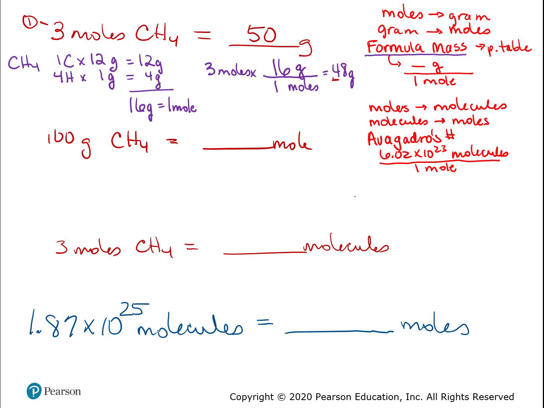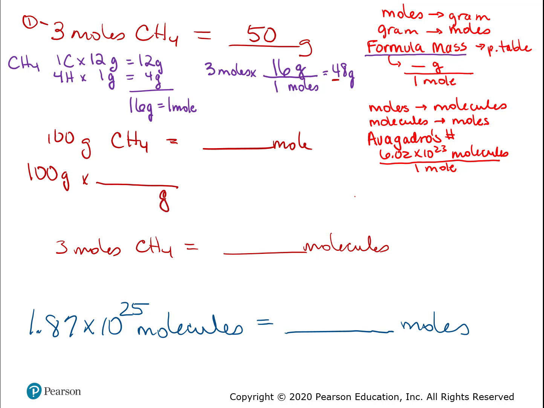Next one. So 100 grams of CH4, is that equal to how many moles? As soon as you see grams and moles, you know you use that formula mass, but we already calculated it above. So it's CH4, so we don't have to redo it. We can just use that 16 grams equals 1 mole number. So here, 100 grams times in the line, what goes on the bottom this time? Grams. Whatever you're given goes on the bottom in the first step.